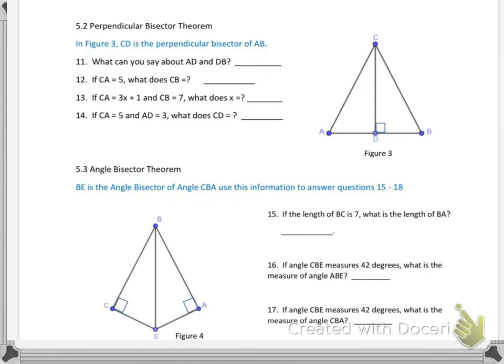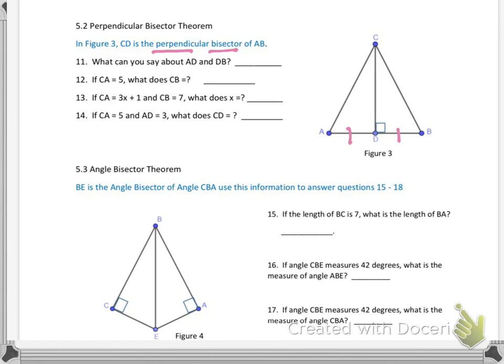Okay, in this video we're going to do the Ryken Geometry Final Review, and we're going to go over 5.2 and 5.3. So let's look first at 5.2. It says in Figure 3, CD is the perpendicular bisector of AB. So if it's a perpendicular bisector of AB, that means that you get a right angle, which I have by the box right there, and the bottom is bisected. Those are the two things that happen when you have perpendicular bisectors.